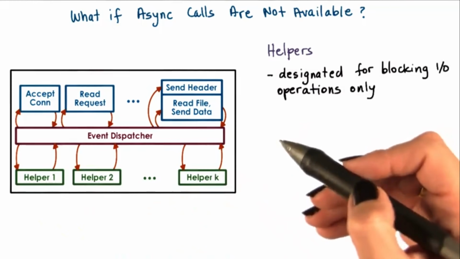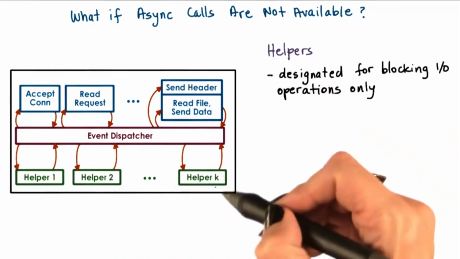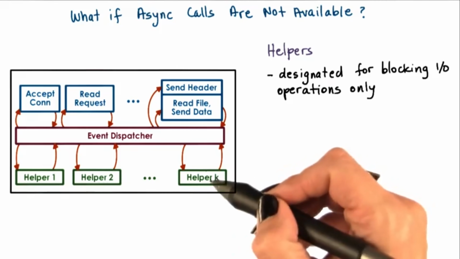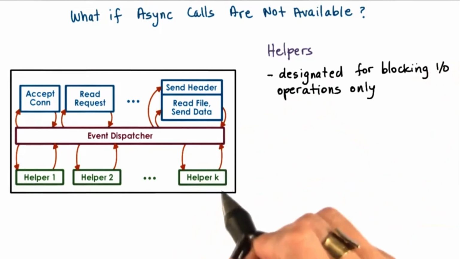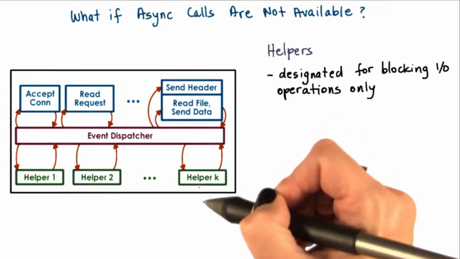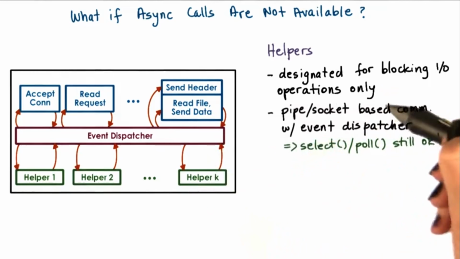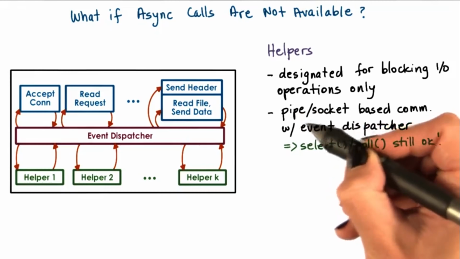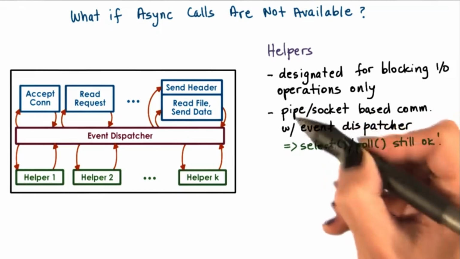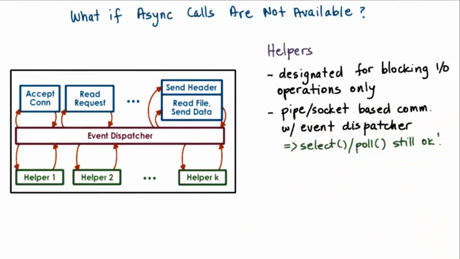When a handler needs to issue an I/O operation that can block, it passes it to the helper and returns to the event dispatcher. The helper will be the one that will handle the blocking I/O operation and interact with the dispatcher as necessary. The communication with the helper can be via a socket-based interface or via another type of messaging interface that's available in operating systems called pipe. And both of these present a file descriptor-like interface.